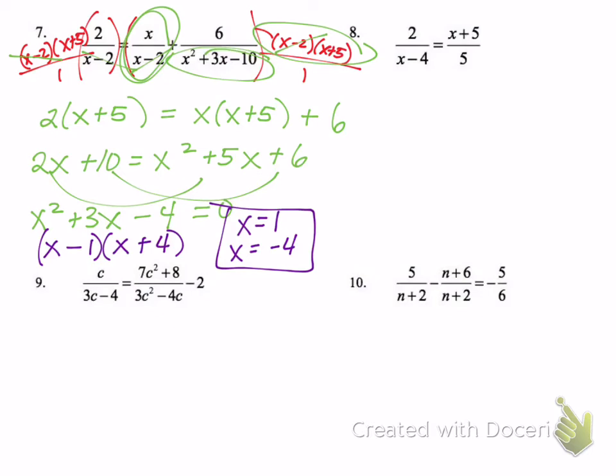Is it okay if I do it the other way around? I got -3x plus 4. That's okay. So none of these are extraneous, so they both work. And then that is all we'll do today.